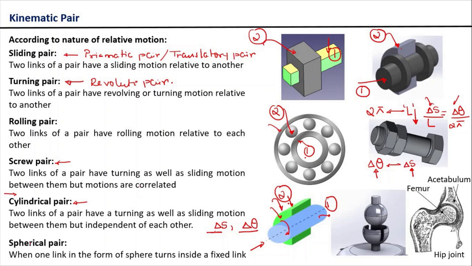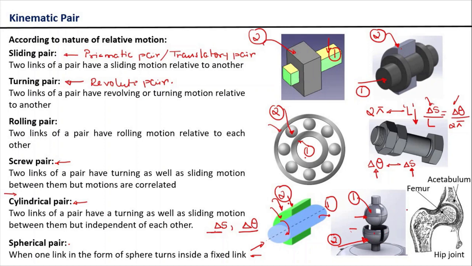Now, what is a spherical pair? In a spherical pair, one link is in the form of a sphere and it turns inside another fixed link. One example of a spherical pair is a ball and socket joint. Here you can see this portion is representing the socket portion. You can consider this as link 2 and this ball you can consider as link 1. This link 1 is in the form of a sphere, and it is going to turn inside this fixed link, which is the socket.